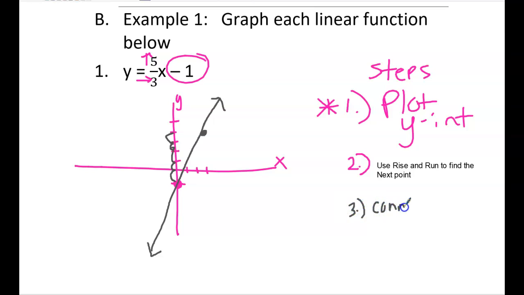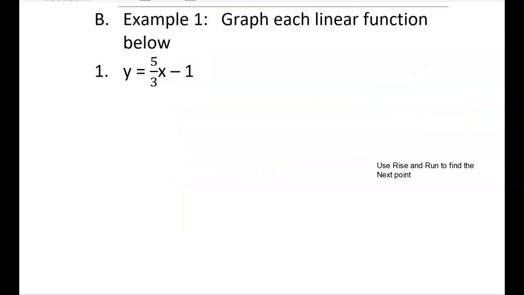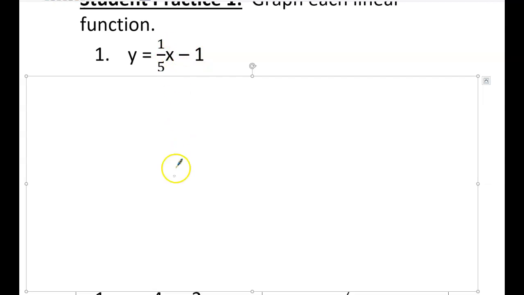So you have a 3-step process here to graph the function. Start by plotting your y-intercept, use your rise and run to find the next dot, and then connect the dots. Okay? All right, let's go ahead and let you guys try one of those real quick. So why don't you guys pause the video here and see if you can graph this line.